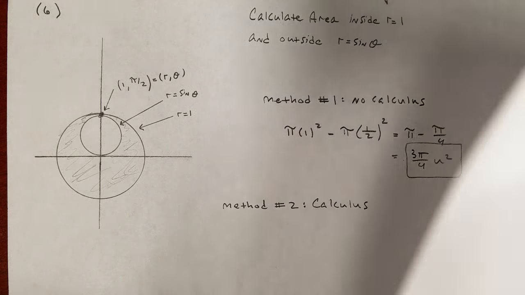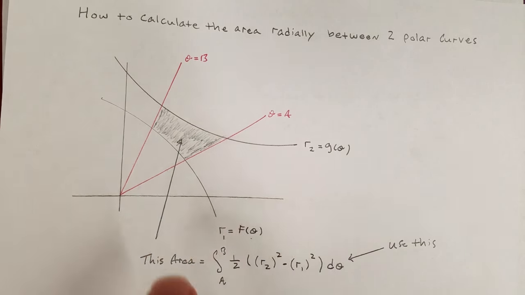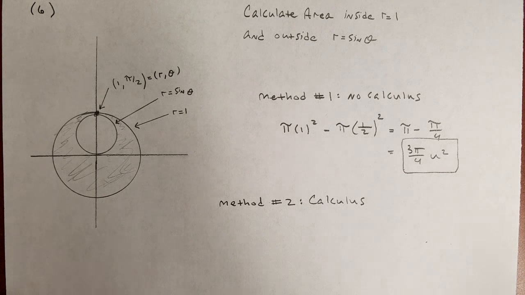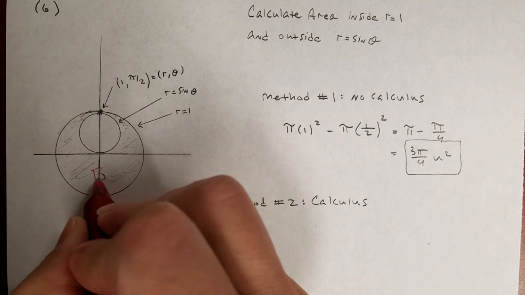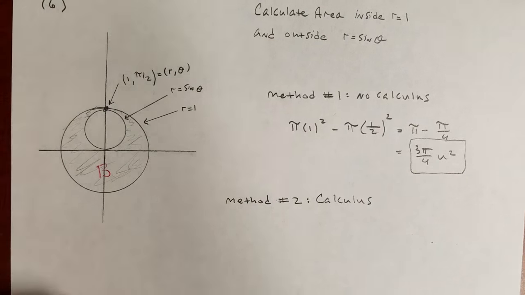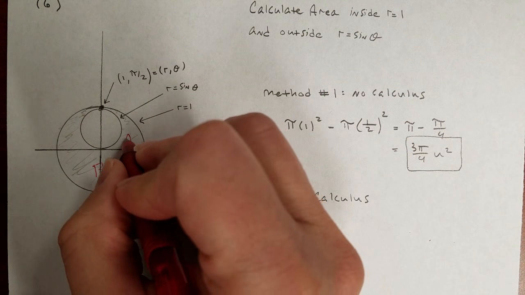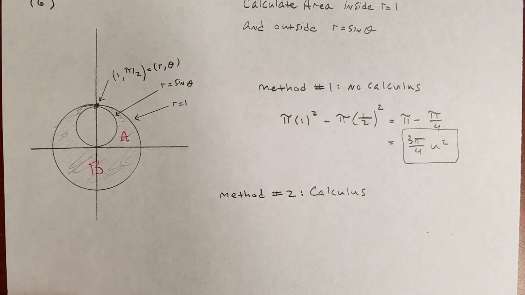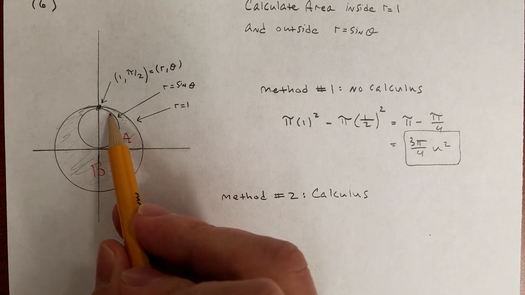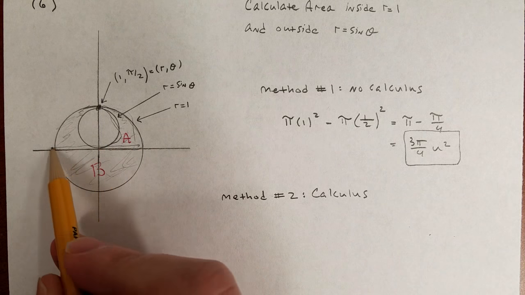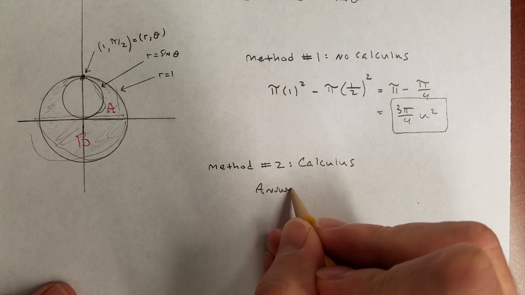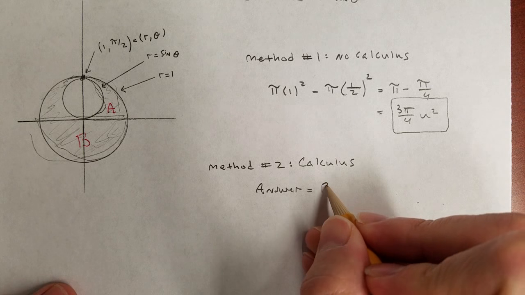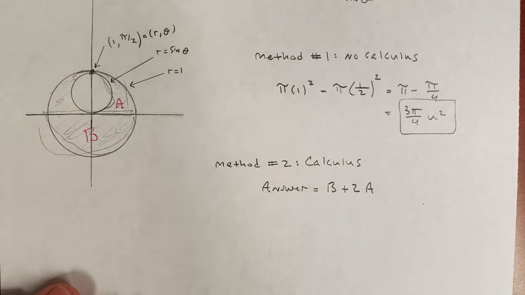I'll show you how this is in some ways the area radially between two curves. And here's how I'm going to set it up. Let's say I'm going to call B this region underneath right there, which is a semicircle. I'm going to call this area A over here. So A is all this stuff right there, and B is all this right here. Wouldn't the answer be B plus 2A? Yeah, I think so.